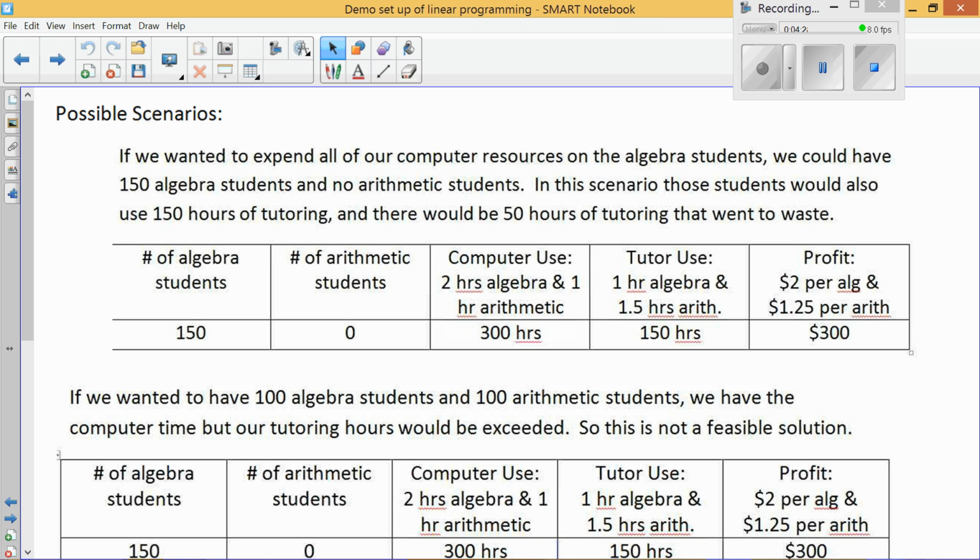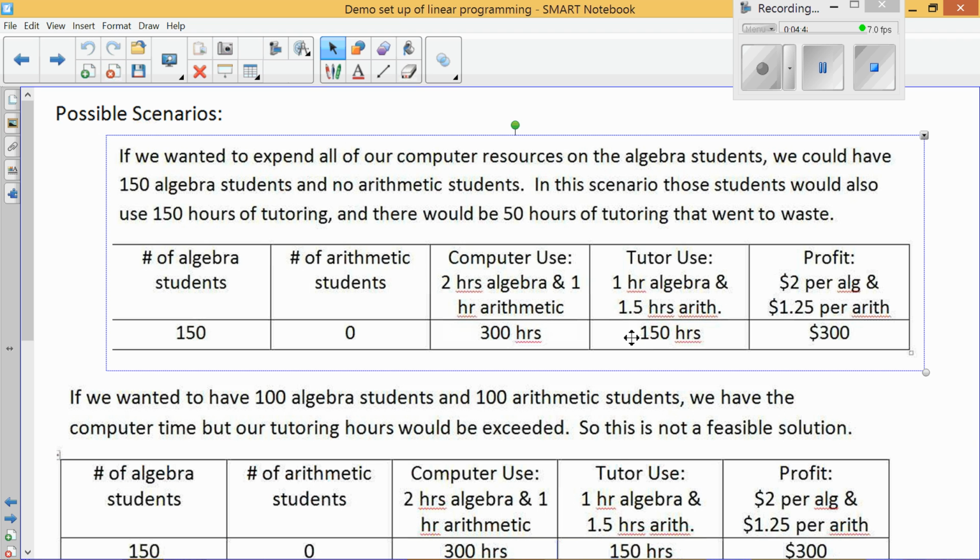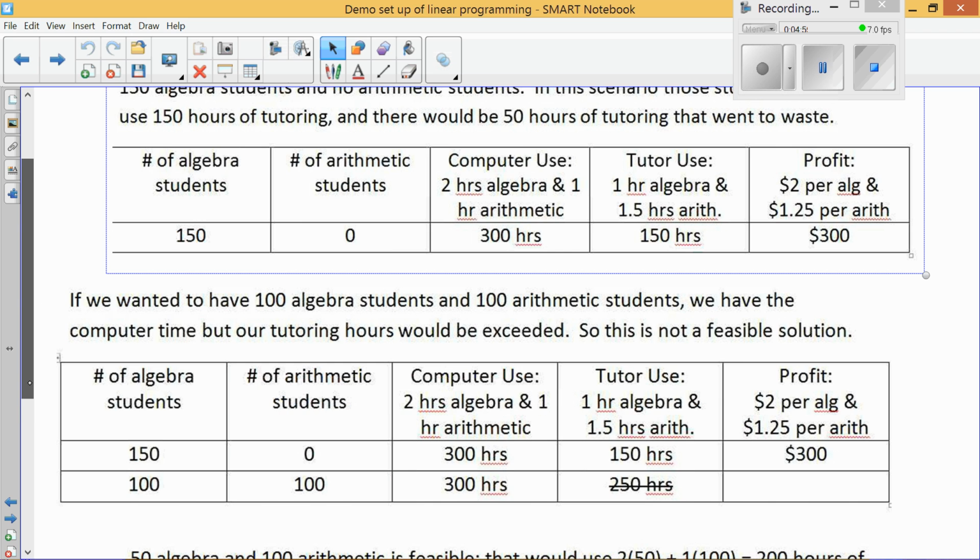In this scenario, those students would also use 150 hours of tutoring time. Then there'd be an extra 50 hours of tutoring that went to waste because we had enough tutors hired for 200 hours of tutoring. So if we had 150 algebra students and no arithmetic students, we would end up using all 300 hours of our computer time and 150 hours of our tutoring time. That would give us a profit of $300 because each algebra student gives us a profit of $2 and we've got 150 of them. So there's a pretty good profit there.